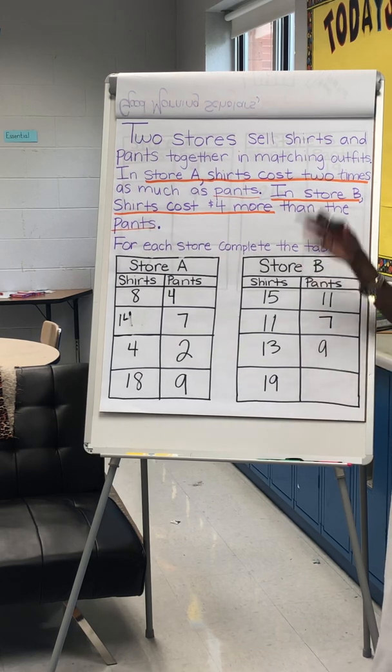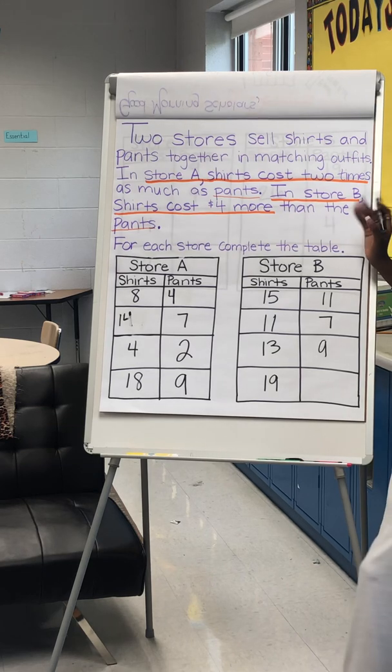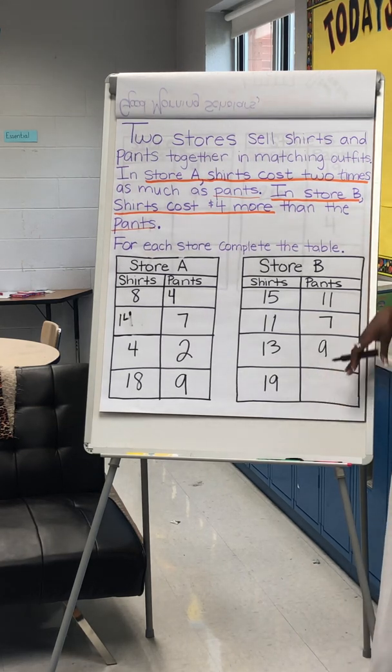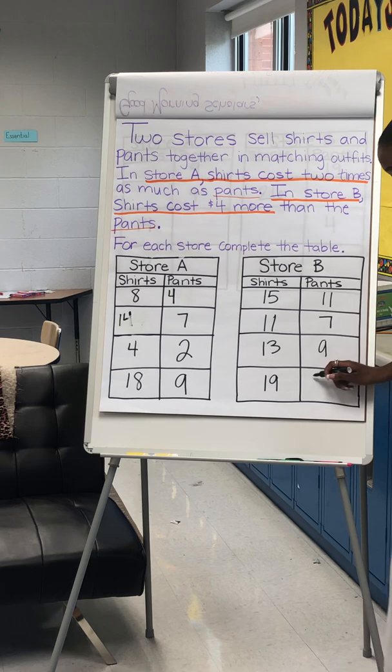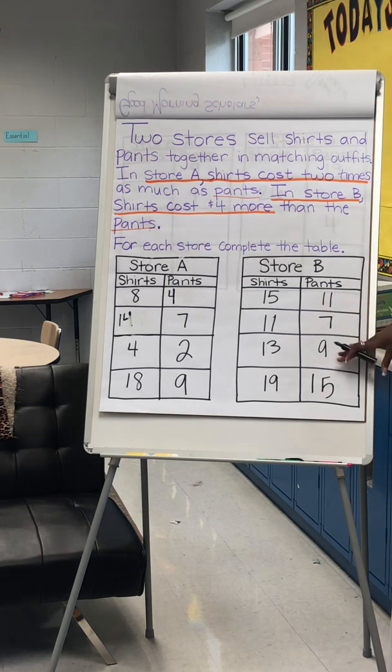Give you a little time to think. You can blurt it out, because guess what? We're not in class right now. You can go ahead and plug in the answer. And you should have gotten 15, okay? If you want to double check, you can. 11 plus 4 equals 15. 7 plus 4 equals 11. 9 plus 4 equals 13. And 15 plus 4 equals 19, all right?